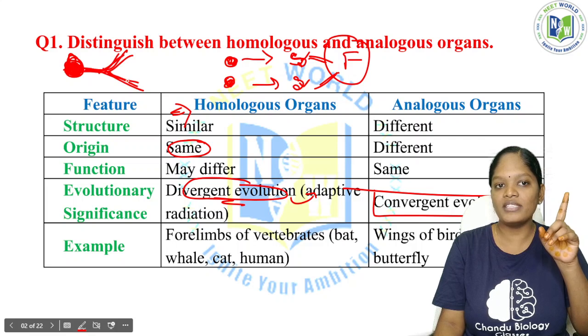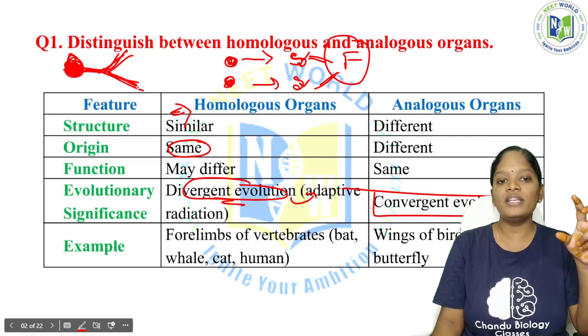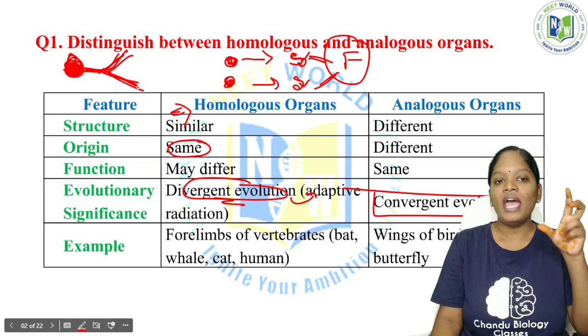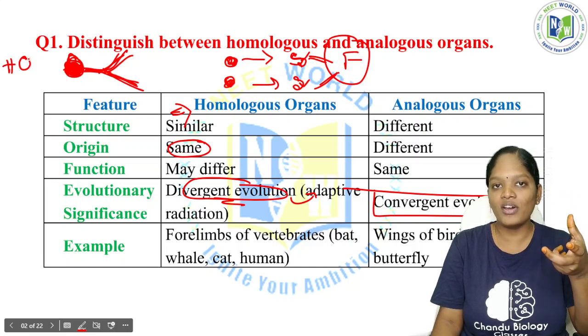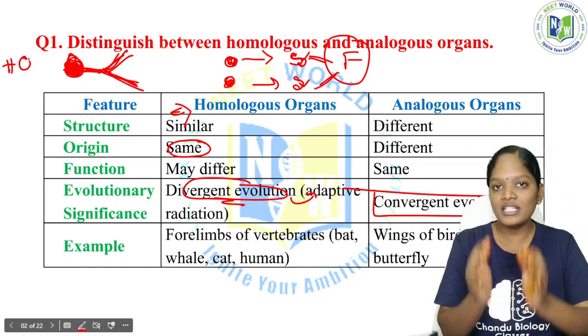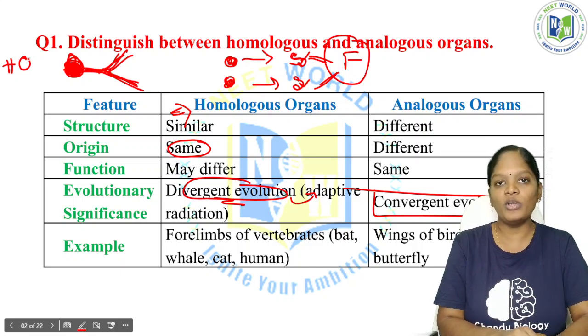From this common ancestor, it will diverge into two different species. This is called divergent evolution, and this is what homologous organs are. Why are they called homologous organs? Because their structure is the same and their function may differ. So this is what homologous organs are.